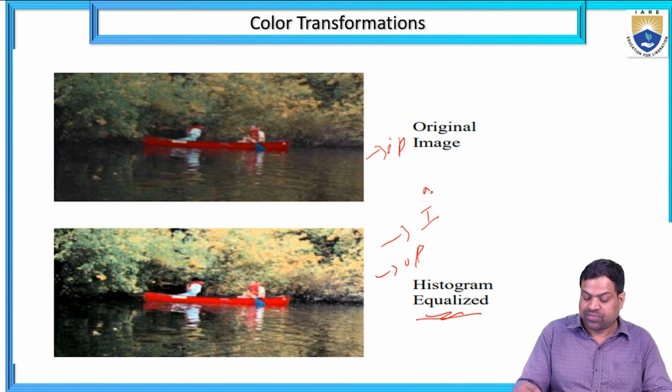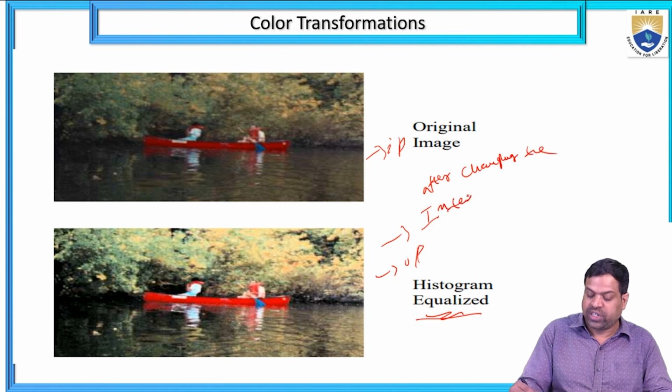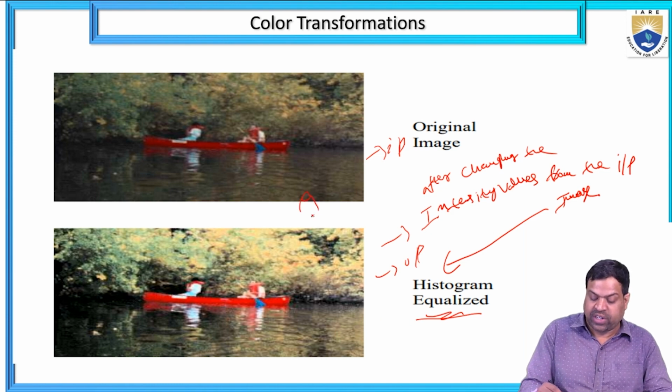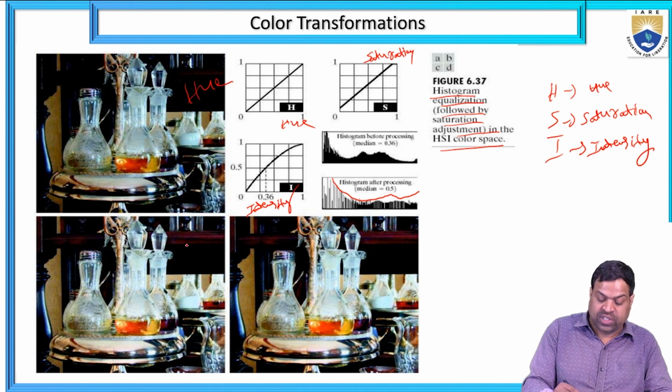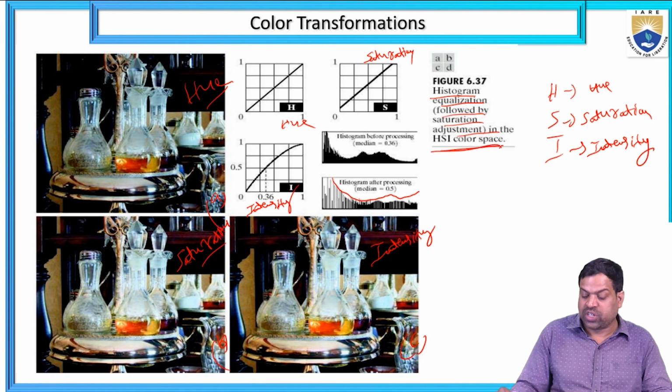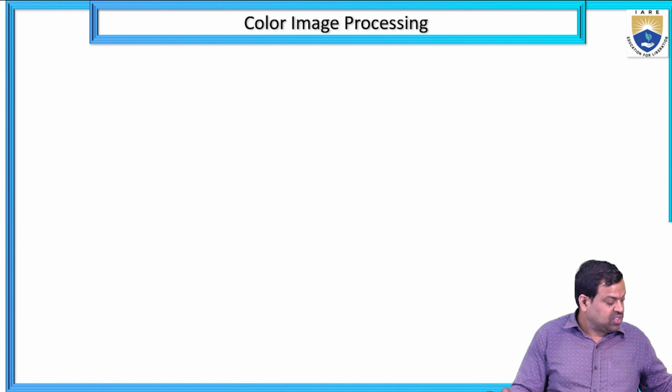What it means is that we are changing the intensity values from the input image, so it is called a histogram output. It is figure A and figure B. Here, histogram equalization followed by hue, saturation and intensity. Here it is hue, here saturation, and here I applied the intensity. So figure A, figure B and figure C are the HSI, hue, saturation and intensity color space. So these are the references for these things.